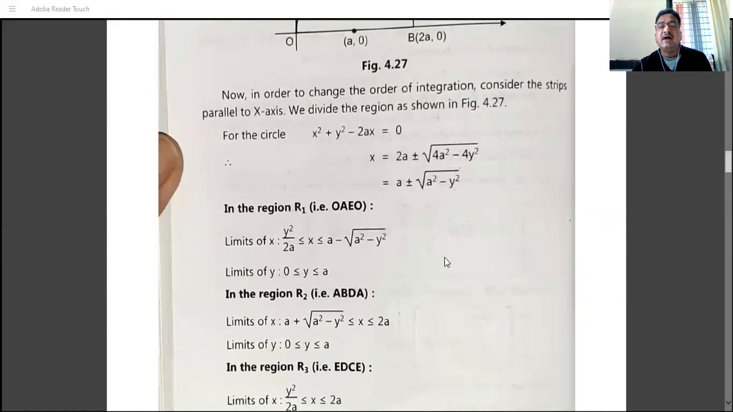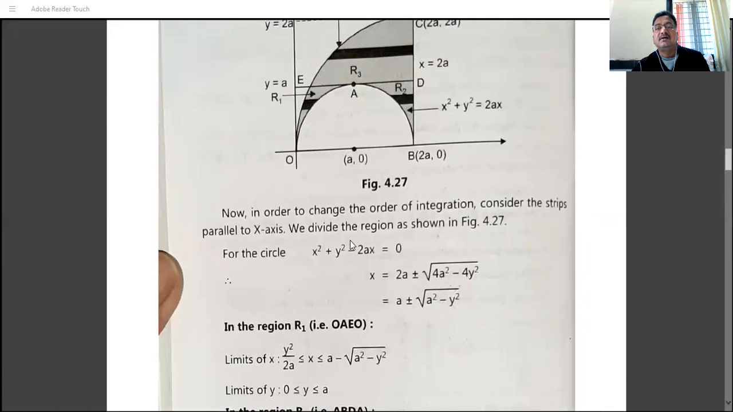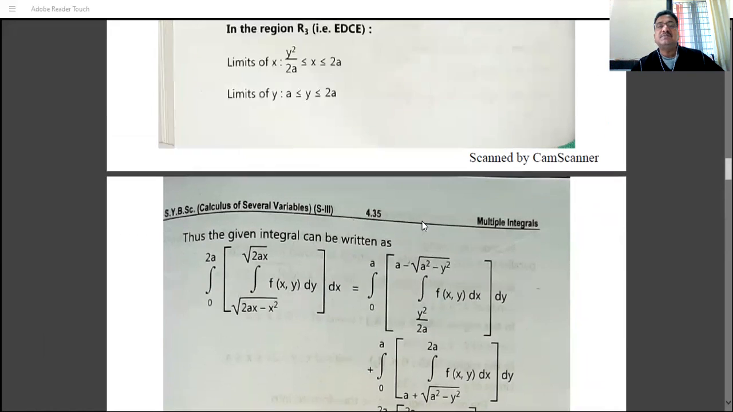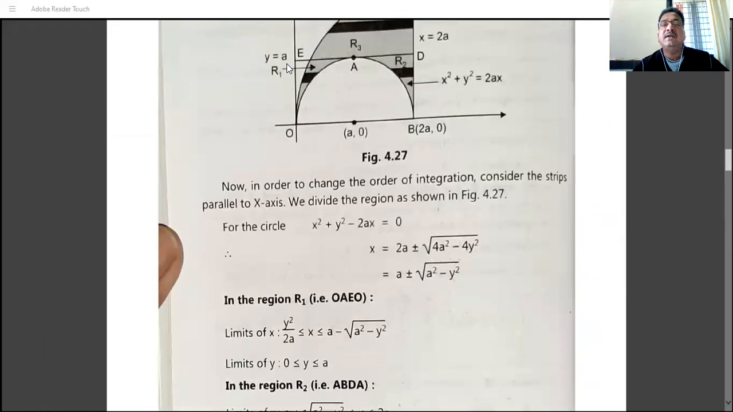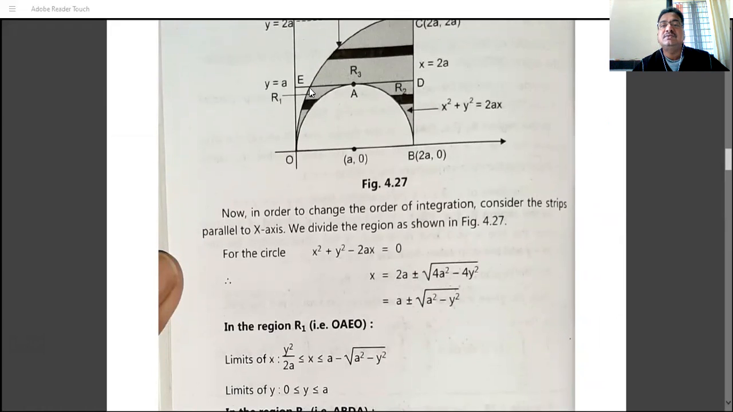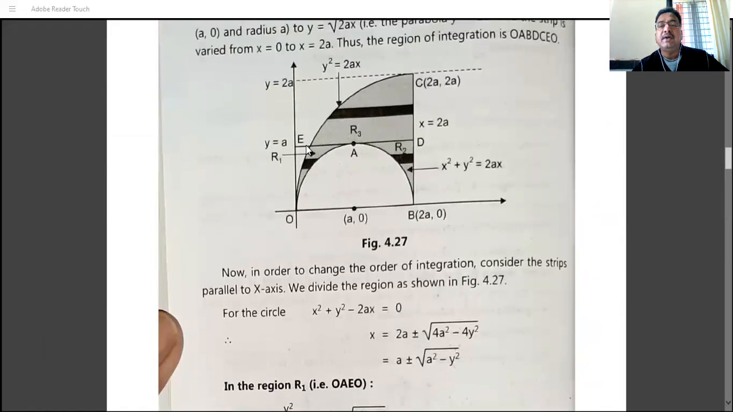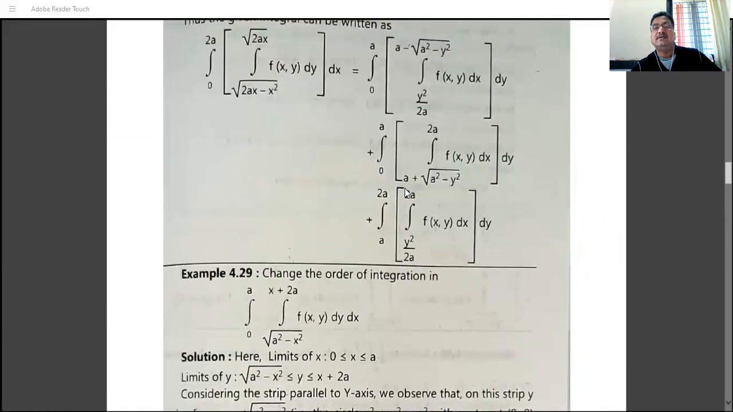Then write this step. In the region R1, write this description, or directly write the lower limit and upper limit. Here the integration is with respect to x first, so x runs from what, and y runs from what? In the region R1, one end of the strip touches the parabola y square is equal to 2ax, so x is y square by 2a. So y square by 2a is the lower limit.